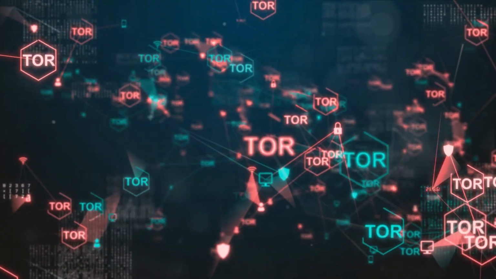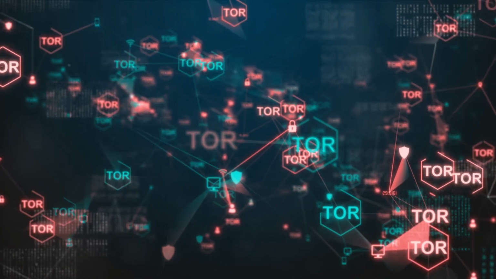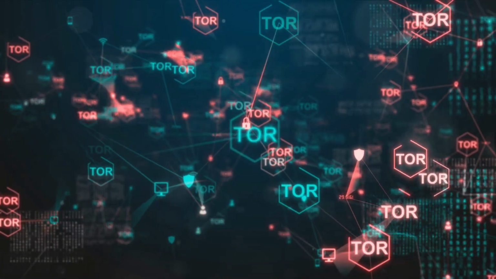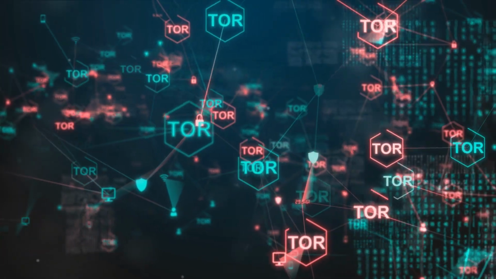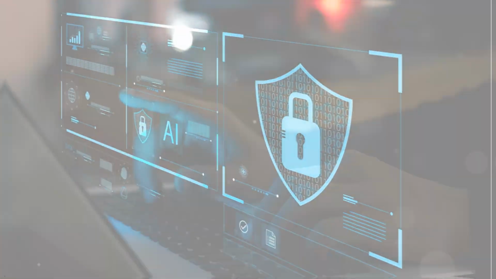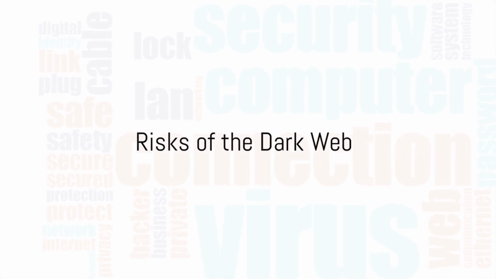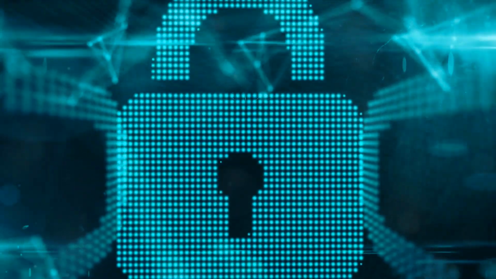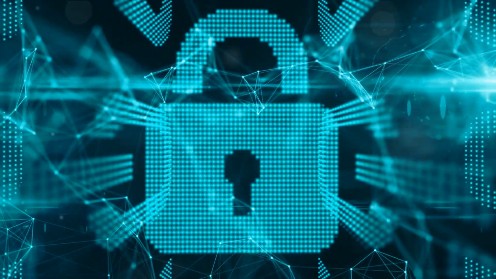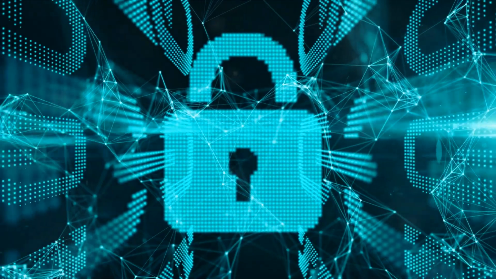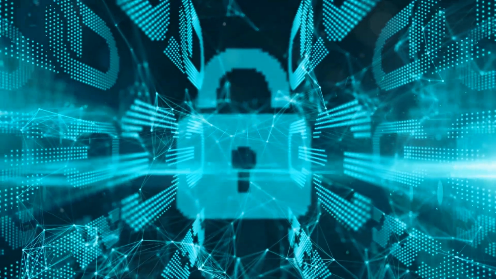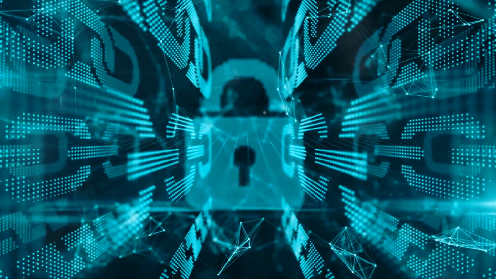Accessing the dark web typically requires special software like Tor, which anonymizes users' internet traffic by routing it through a series of servers worldwide. While the dark web offers a degree of security and anonymity, it also harbors various risks. Scams, malware, illegal content, and law enforcement monitoring are just a few of the perils that lurk in its shadows.